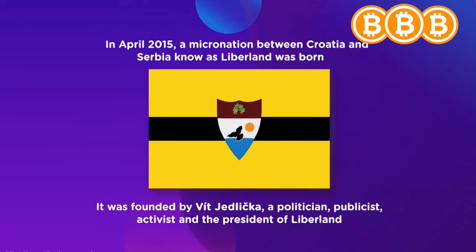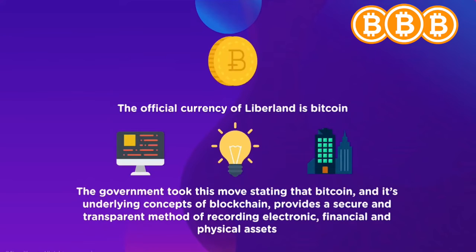Liberland. In April 2015, a micronation between Croatia and Serbia known as Liberland was born. This was founded by Vit Jedlička, a politician, publicist, activist, and the president of Liberland. The official currency of Liberland is Bitcoin. The government took this move believing that Bitcoin and its underlying concept of blockchain provides a secure and transparent method for recording electronic, financial, and physical assets.